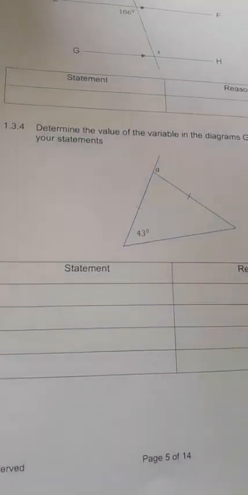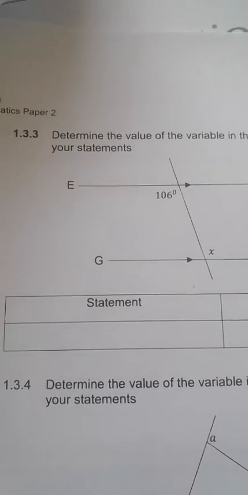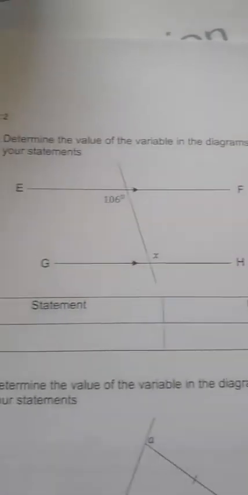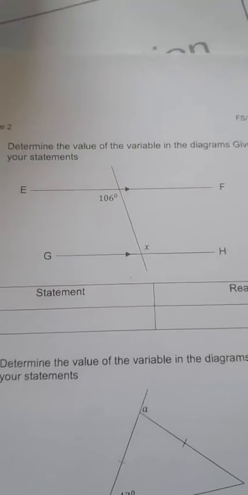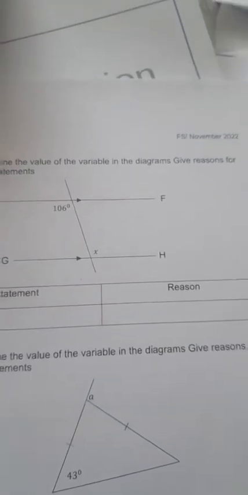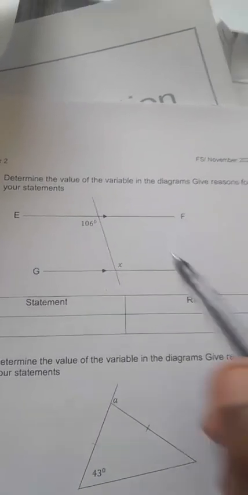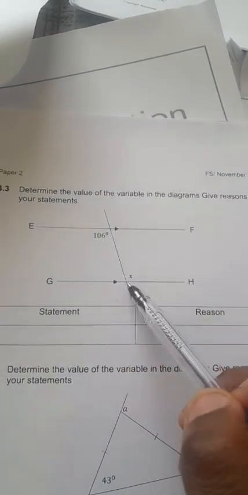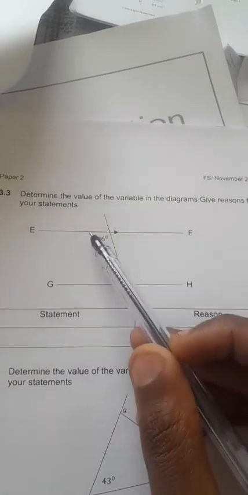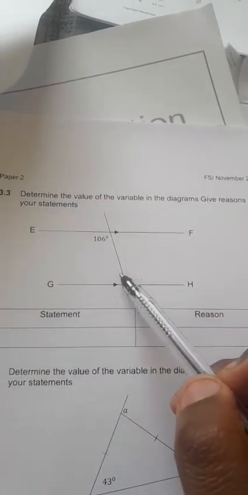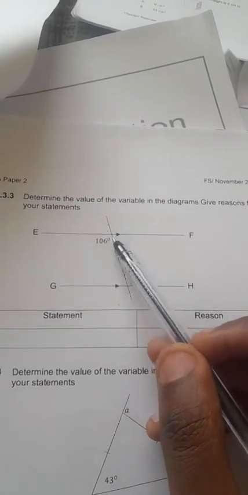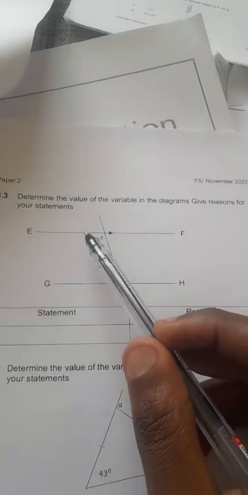Okay, so let's go. Next. 1.3.3. Determine the value of the variable in the diagrams. Give reasons for your statements. So once again, the first thing we do before we even jump into this, we check what is the relationship between what we have been given and what we are trying to find. So what we've been given is 106 degrees. What are we trying to find? X. Is there a relationship that exists between these two angles? Almost definitely.